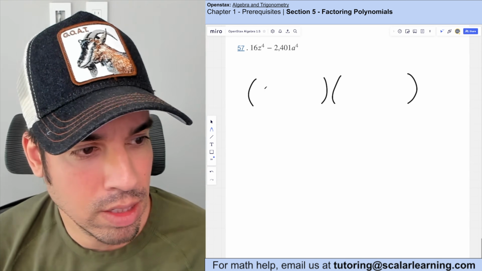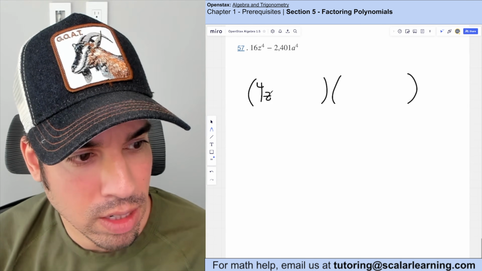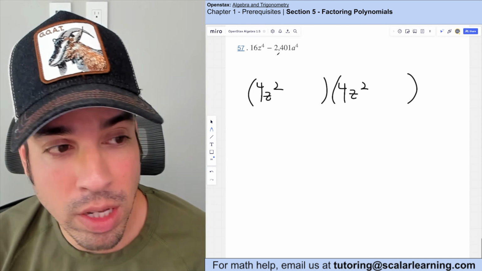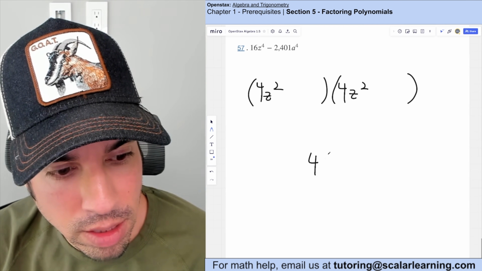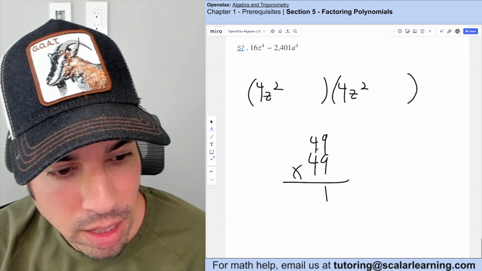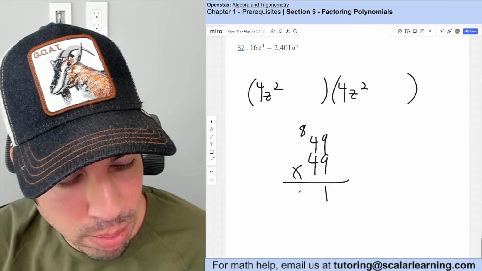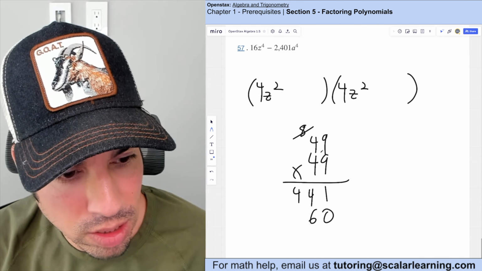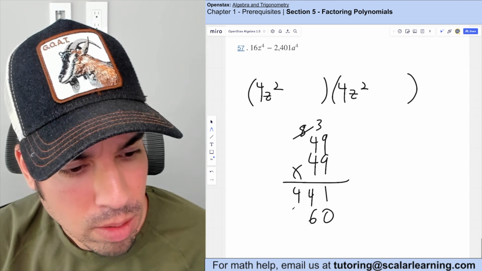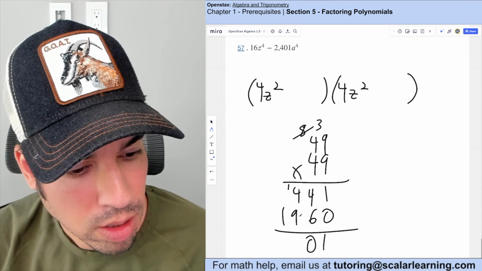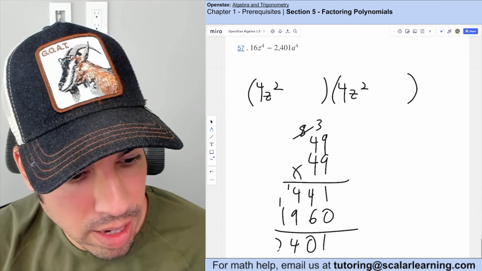Square root of 16z to the fourth is 4z squared, and I'm going to place that here and here. The square root of 2,401 is actually 49, and I'll show you quickly why that is. So we do 9 times 9 is 81, carry the 8, 36 plus 8 is 44, 0. 4 times 9 is 36, carry the 3, 16 plus 3 is 19, and we get 1, carry the 1, 14, carry the 1, and 2.